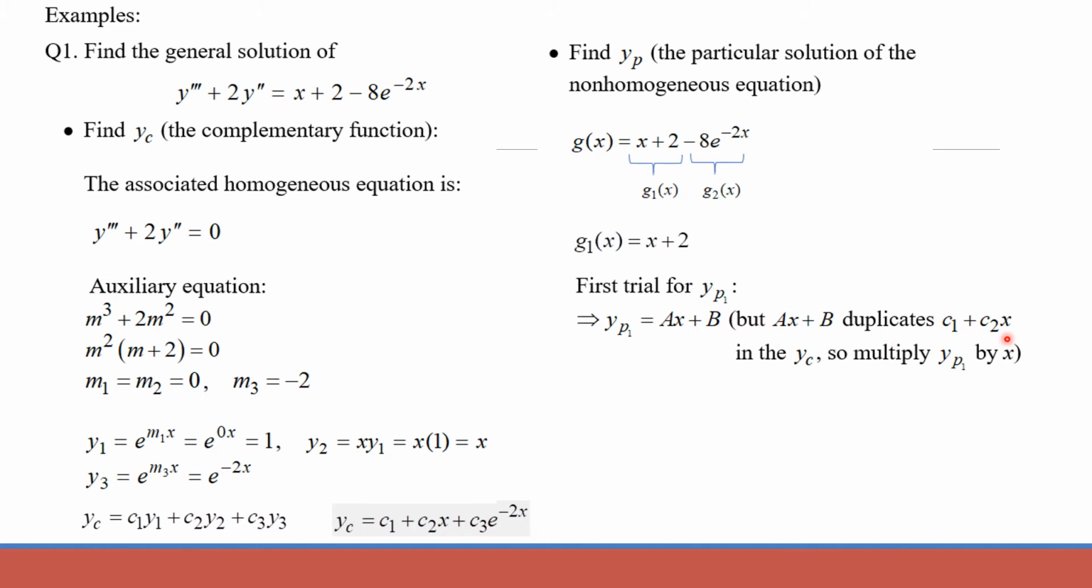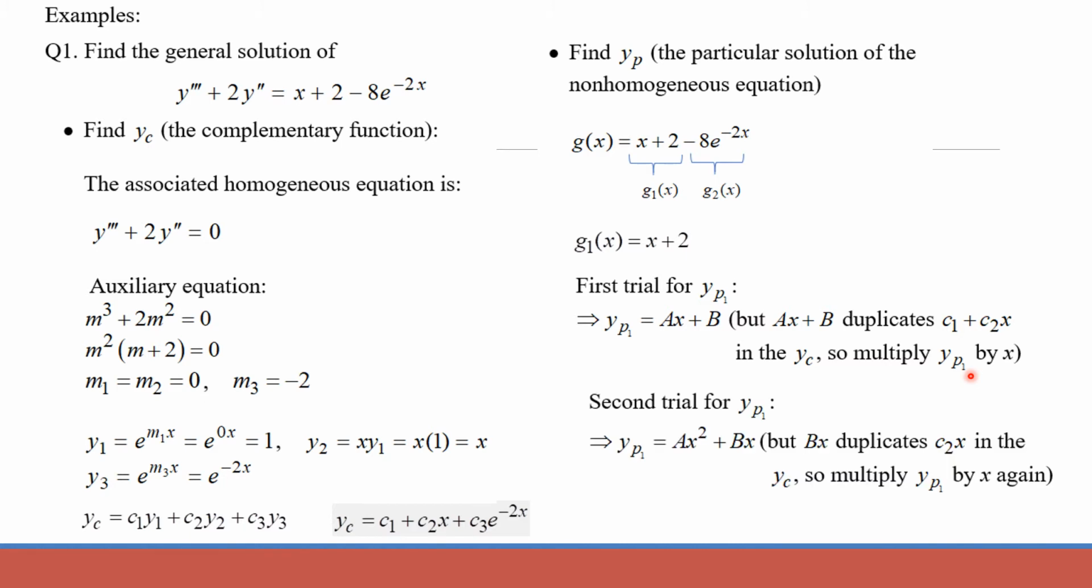So since there is a duplication between the yp1 and the yc, then we have to multiply yp1 by x. So that is the rule for case number 1. Alright, so now we're going to multiply yp1 by x. So we'll get yp1 as ax squared plus bx.